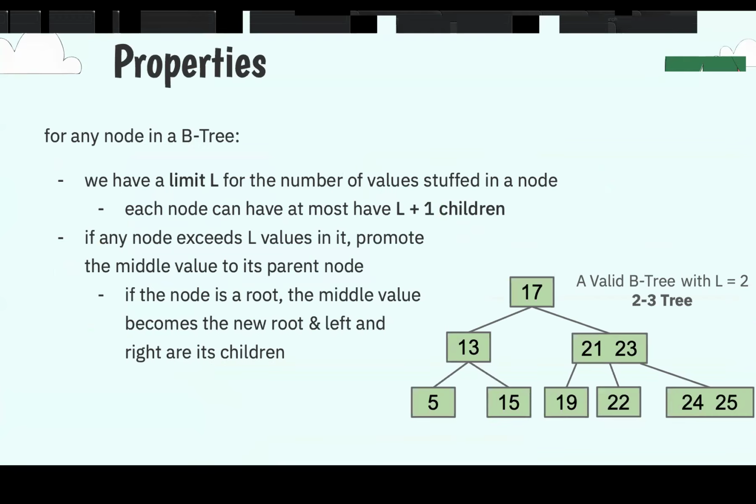For any node in a B tree, we have a limit L for the number of values stuffed in a node. Each node can have at most L plus 1 children. The most common limit we'll see is L equals 2. That structure is known as a 2-3 tree, but you might also see something like a 2-3-4 tree. Essentially, if any node exceeds L values, we promote the middle value to its parent node. If the node is a root, the middle value becomes a new root and left and right are its children. Shown here is an example of a valid B tree with L equals 2. Again, that's a 2-3 tree.